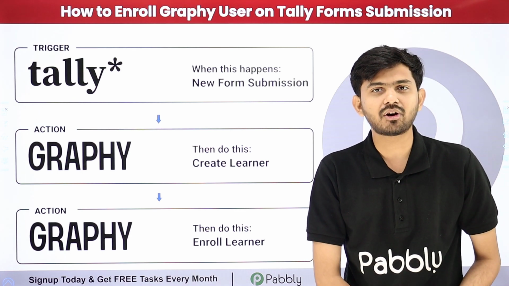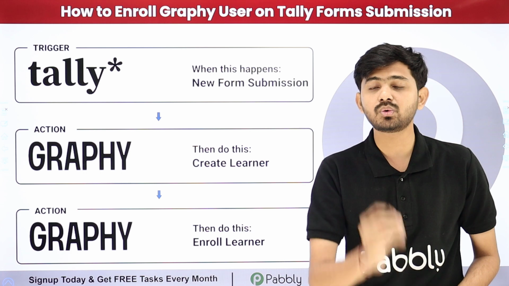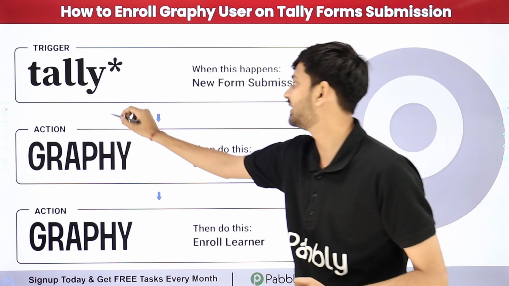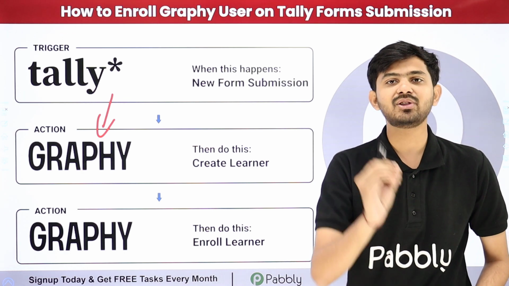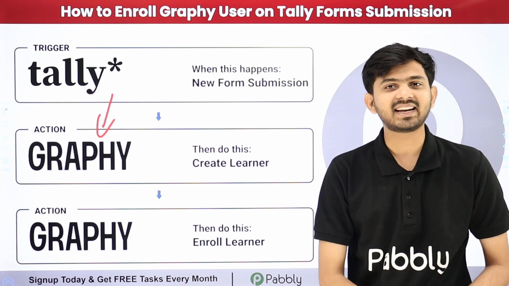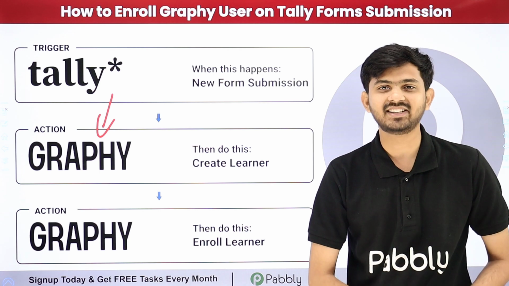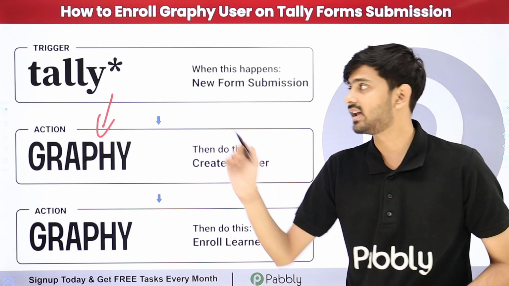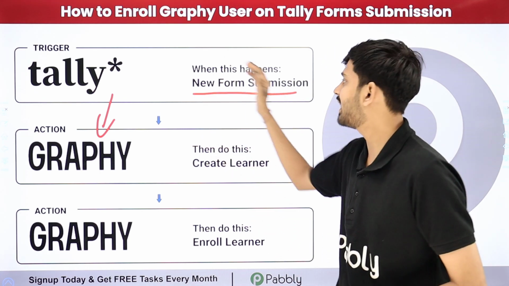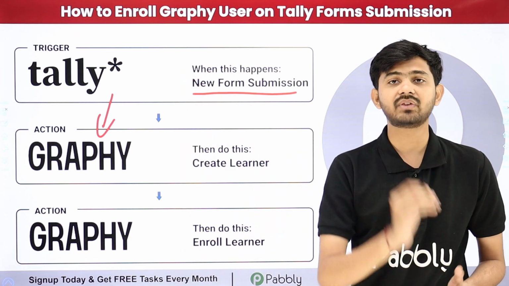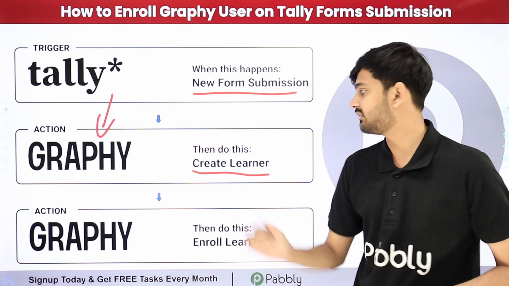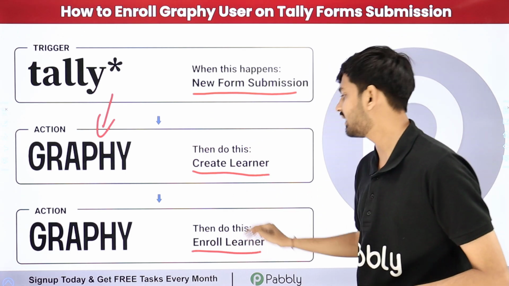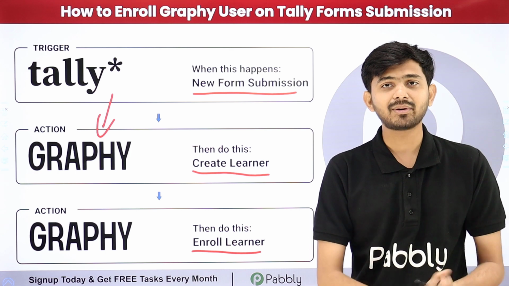So here I want to do this automatically, and for that what I need to do is I need to simply build a connection between Teleform and Graphy. So for building this connection, I'm going to use Pabbly Connect. So Pabbly Connect is an amazing software for automation and integration. Now with Pabbly Connect, whenever I'm going to receive a new form submission through my Teleform, then automatically it will first create a new learner in my Graphy account, and after creating that learner, it will enroll that learner in my course in Graphy. So how I'm going to build this connection?